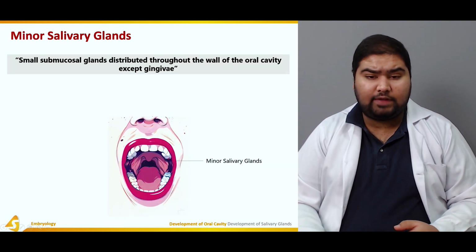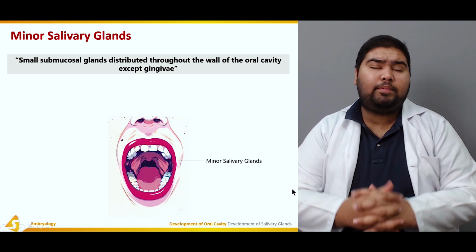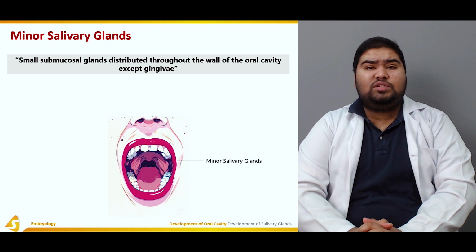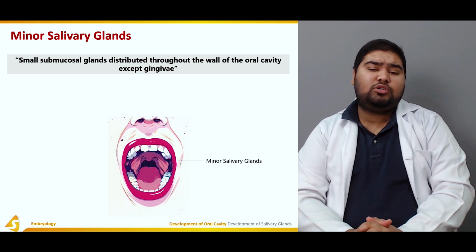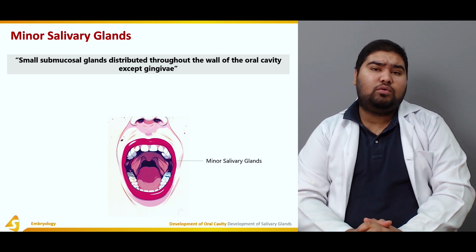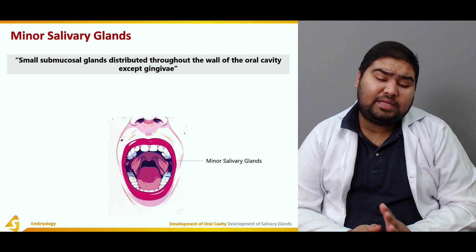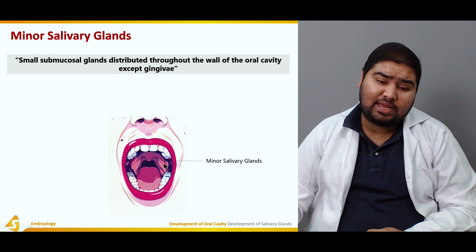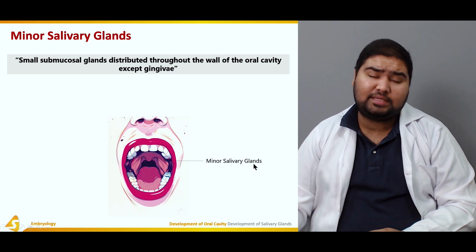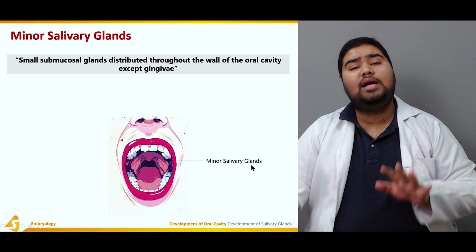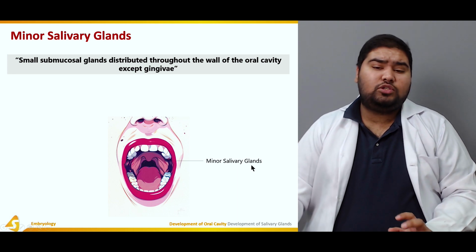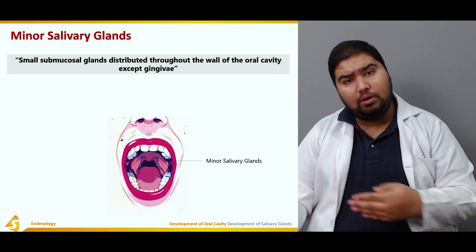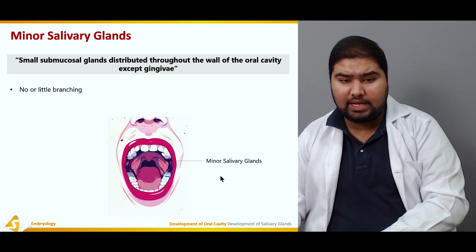Now let's talk about the minor salivary glands. These are small submucosal glands which are distributed throughout the wall of the oral cavity. Here you can see in this area they may be present, and this area too. However, they are not present in the gums, not in the gingivae. So they are small submucosal glands present throughout the oral cavity except for the gums.